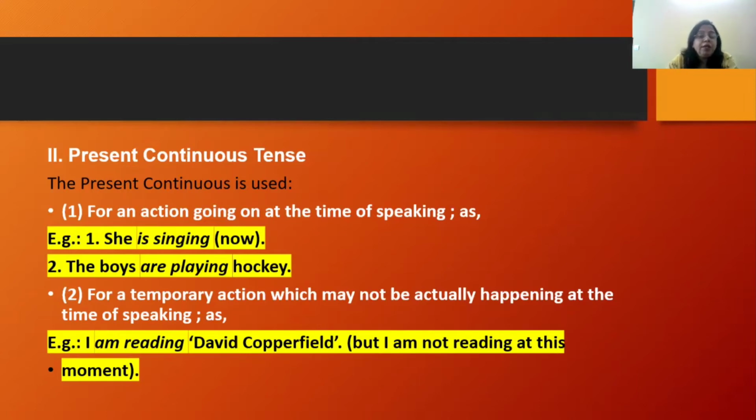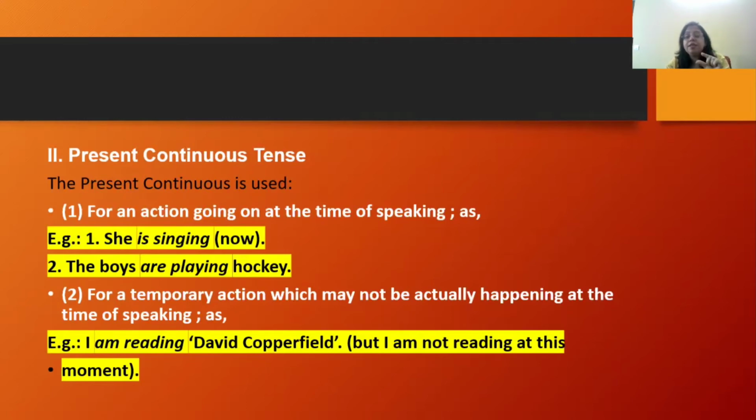Second is for a temporary action which may not be actually happening at the time of speaking. So let's see what type of sentence will come under this category. I am reading David Copperfield. When the speaker says this, it does not necessarily mean that the speaker is reading or was reading at that time. It means that during those days, the speaker was reading.